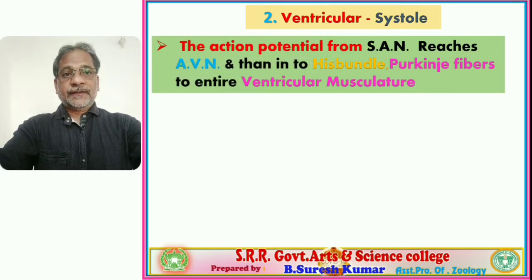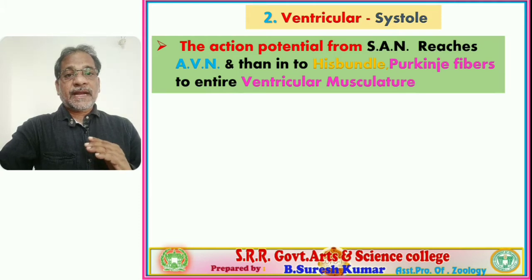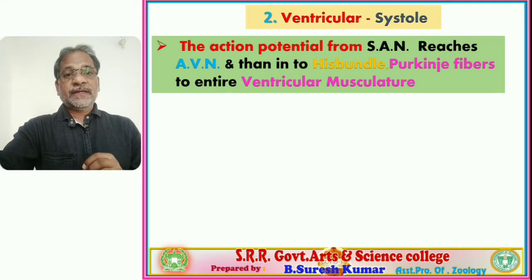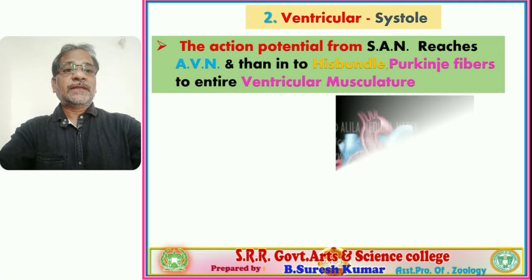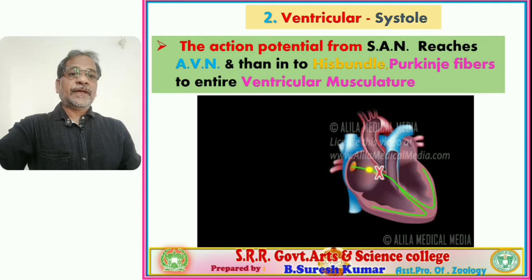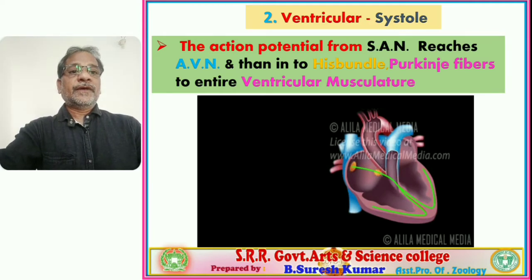The second phase of the cardiac cycle is ventricular systole. The action potential from the sinoatrial node reaches the AV node. It is the second pacemaker, ectopic pacemaker, pace setter, relay point, relay station, and from the AV node it passes into the bundle of His, then into the Purkinje fibers, and ultimately the action potential is transmitted all over the ventricular musculature, which initiates contraction, by which the ventricles undergo contraction. So ventricular systole now begins. You observe in what way the impulse spreads all over the wall of the ventricle. Let us see the visual representation.